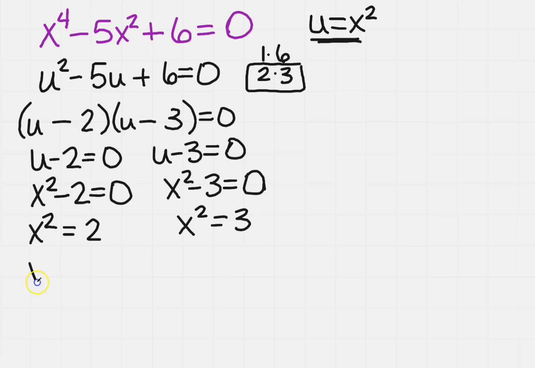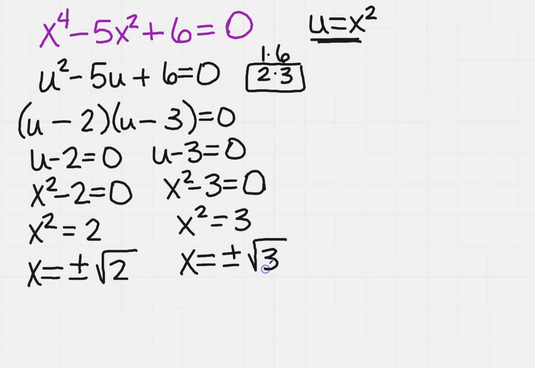So now I need to take the square root of both sides. When I take the square root, I take the plus and the minus. So I'm going to do that for each one of these. So it made it come out that it was much easier.